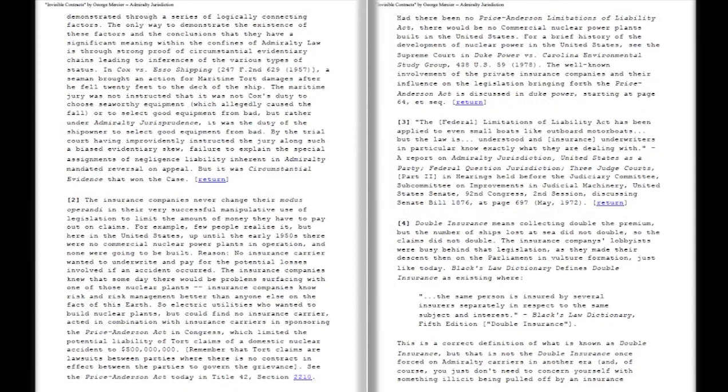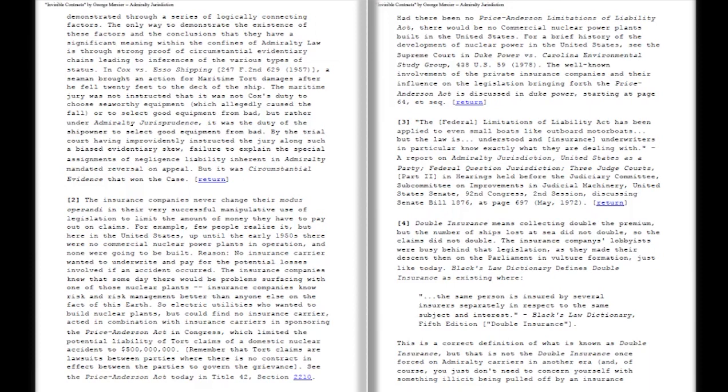The only way to demonstrate the existence of these factors and the conclusions that they have a significant meaning within the confines of admiralty law is through strong proof of circumstantial evidentiary chains leading to inferences of the various types of status. In Cox vs. SO Shipping, 247 F.2d 629, 1957, a seaman brought an action for maritime tort damages after he fell 20 feet to the deck of the ship.